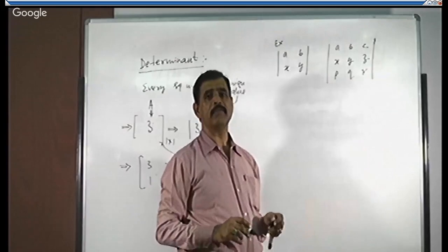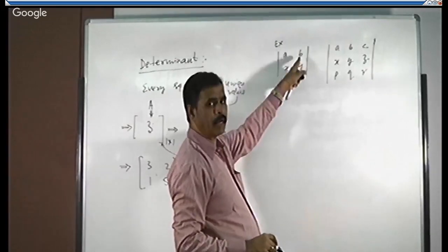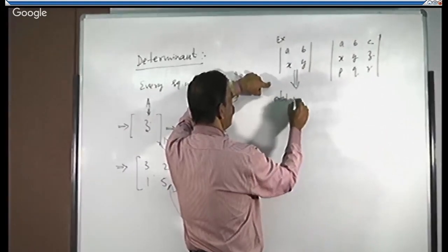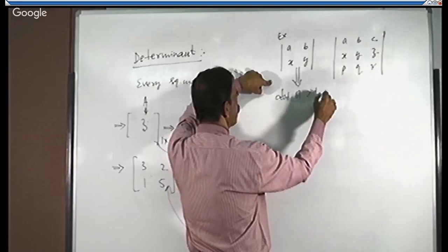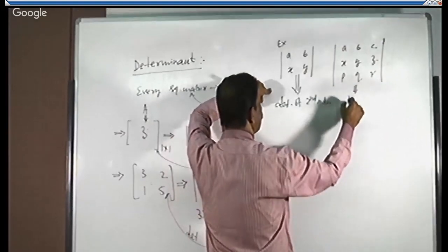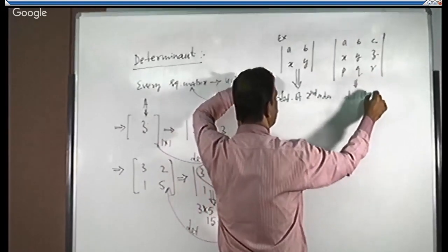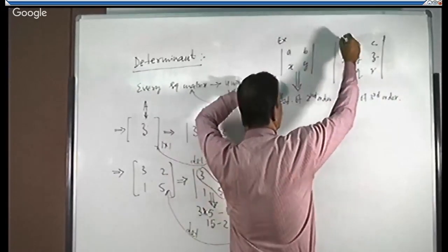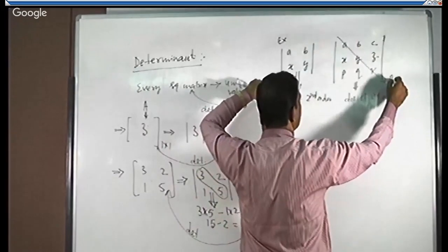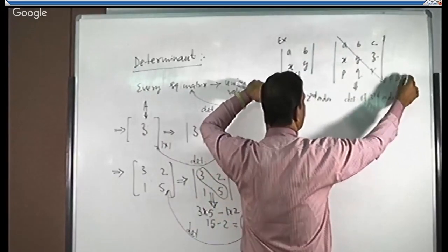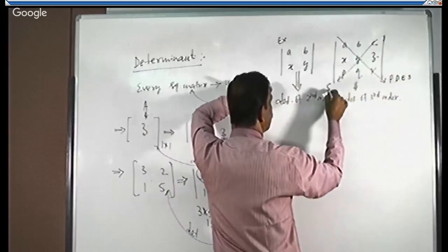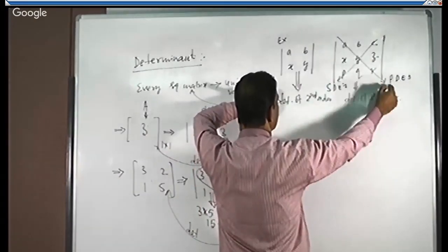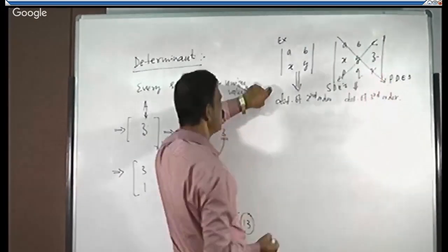The order of a determinant always gives you the number of rows and the number of columns. This will be called a determinant of second order. This will be called a determinant of third order. These elements are called principal diagonal elements. These elements are called secondary diagonal elements.